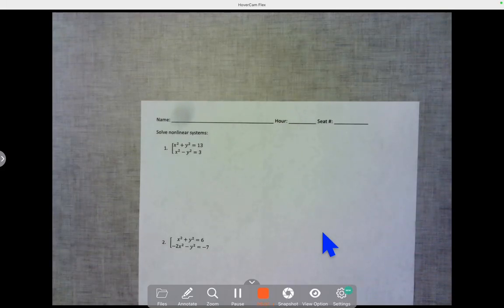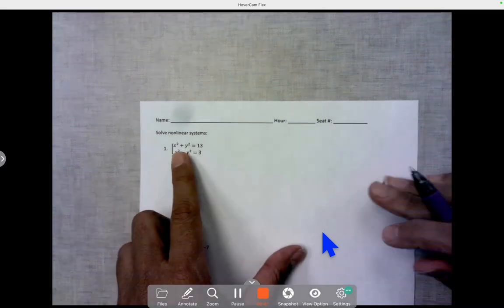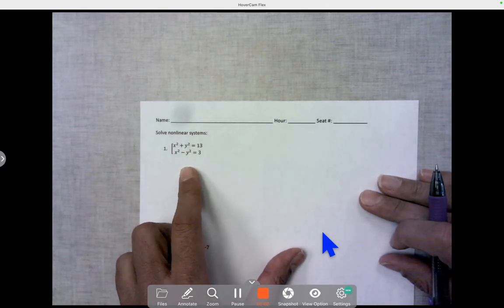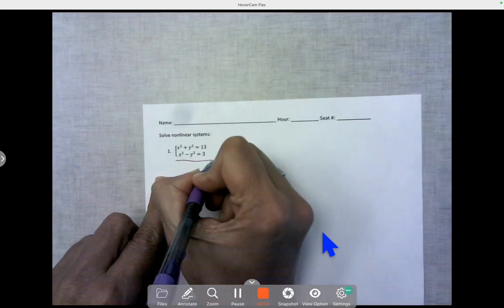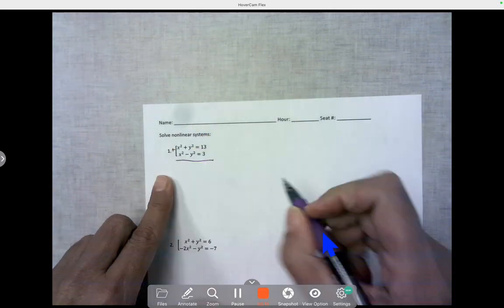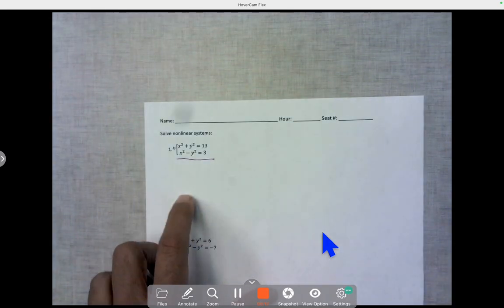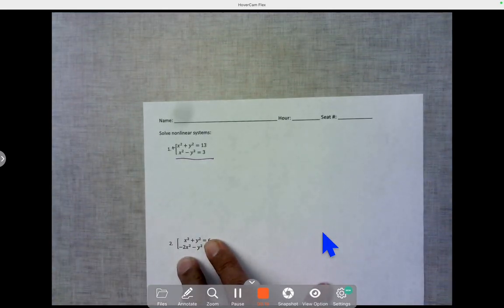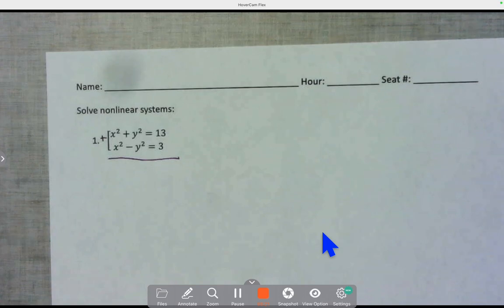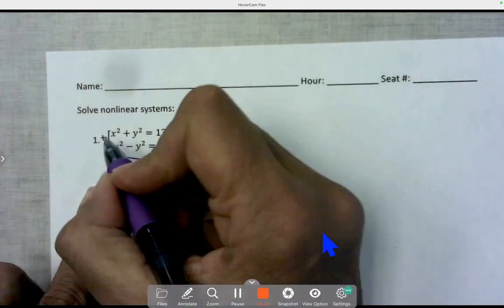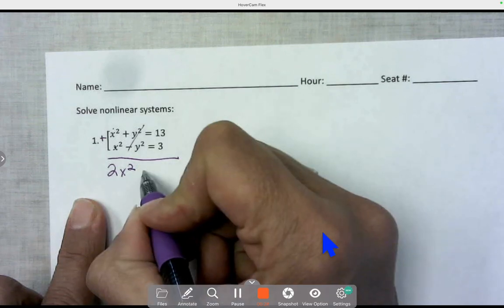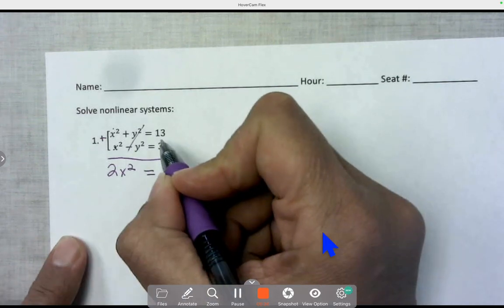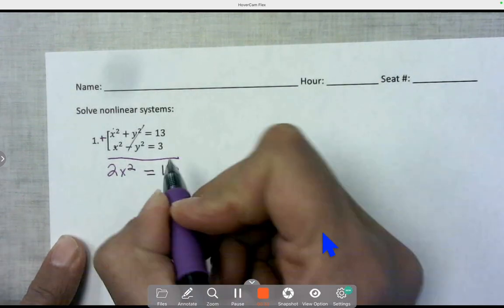All right, so when we look at the first one here, since they are both the same functions, they both have x squared and y squared, we're going to use the elimination method. So if you recall back in Algebra 1, if I put a plus sign here, can one of these variables cancel out? Which one? Y. So x squared plus x squared is 2x squared. That cancels, because that equals 0, equals 13 plus 3 is 16.